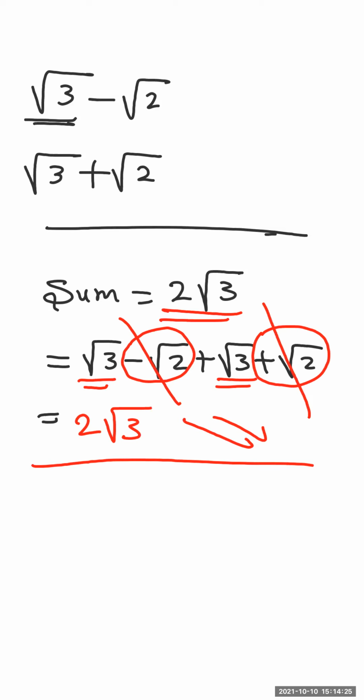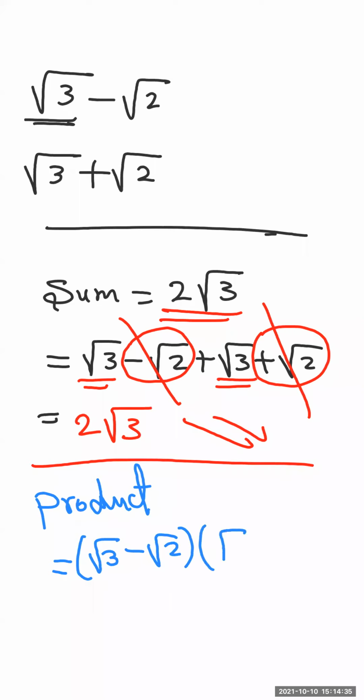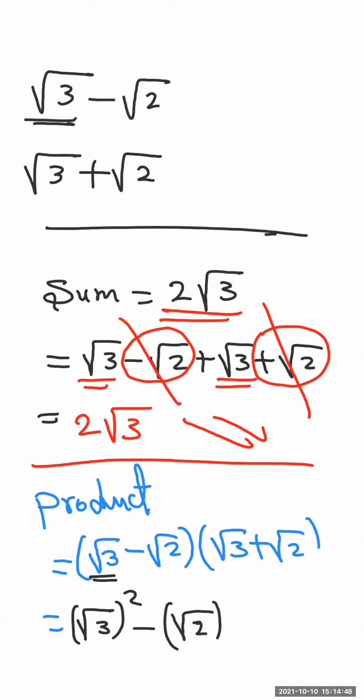Then what about the product? The product will equal square root of 3 minus the square root of 2 times the square root of 3 plus the square root of 2. We said that it will be the first squared, square root of 3 squared, minus the second squared, square root of 2 squared. So square root of 3 squared will equal what? 3, of course, minus square root of 2 squared means 2. So 3 minus 2 equals 1. Okay, guys, are we clear to this point?